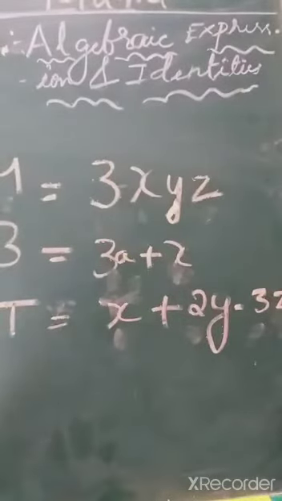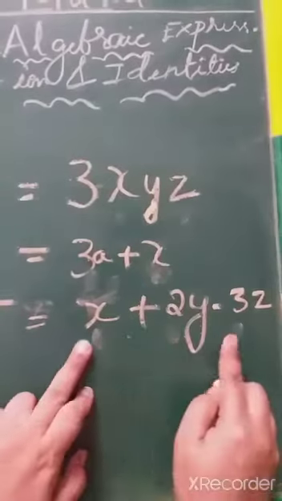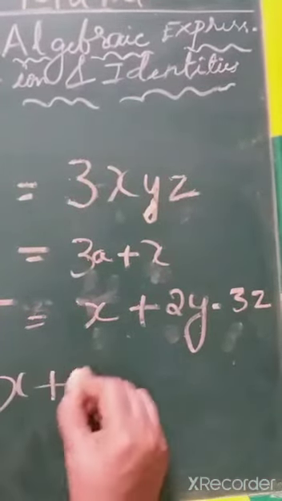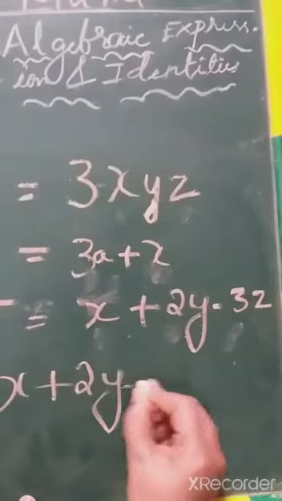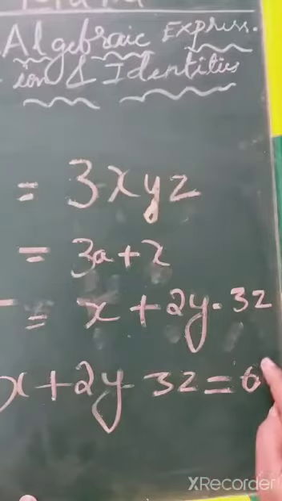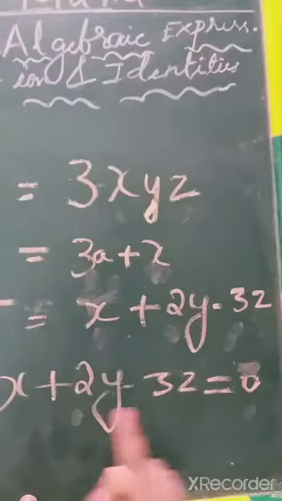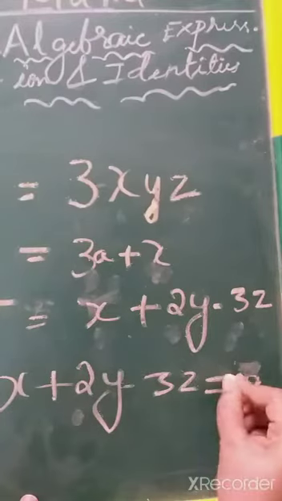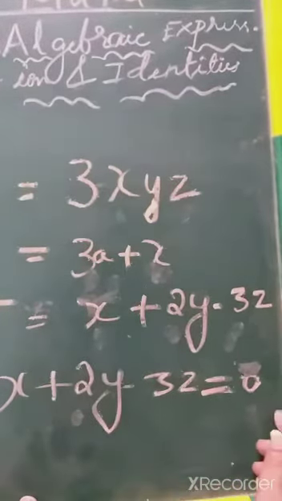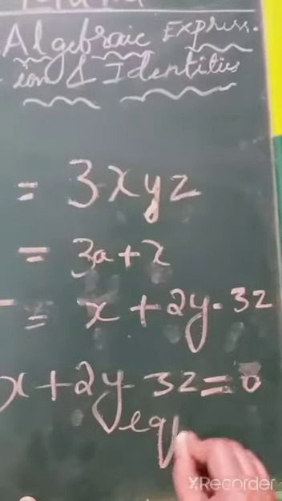Now next is equation. What is the difference between algebraical expression and equation? This is algebraical expression and trinomial. Same expression, x plus 2y minus 3z equal 0. Means here we are getting left side and right side, and equation means equal symbol. Means left side and right side joined with the equal symbol, then it is an equation.